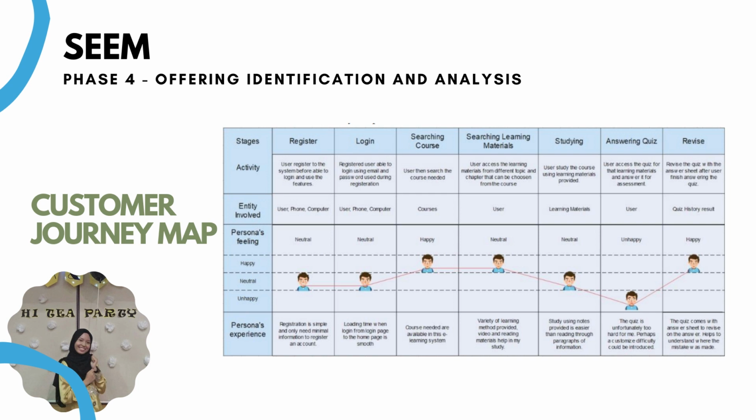The graph goes down as the customer feels neutral again during the studying. The customer used the learning material provided in the system to study. The notes provided are easier than reading paragraphs of information. The graph goes down to the unhappy phase as the customer feels unhappy while answering the quiz. The quiz was too hard for the customer due to the difficulty chosen.